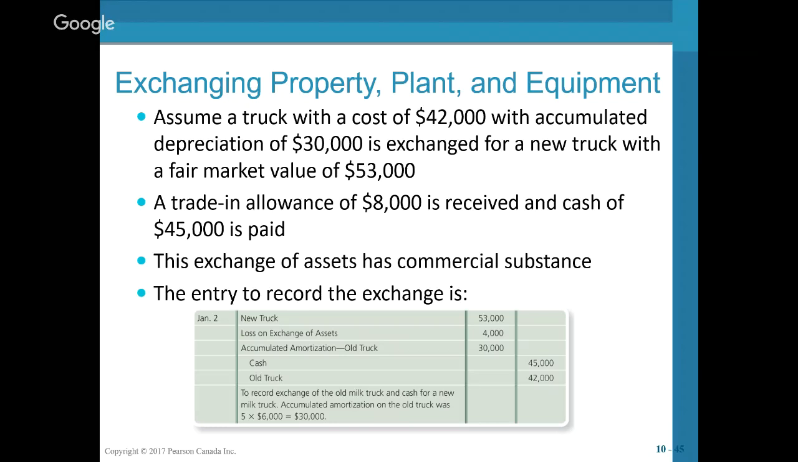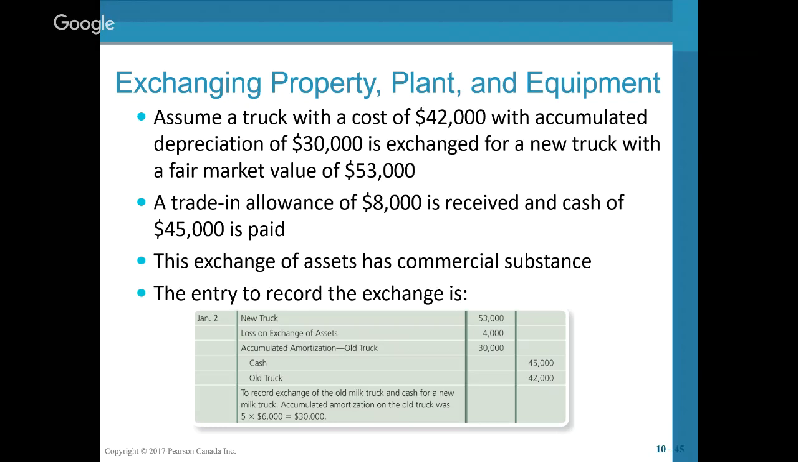Okay, so here we're going to debit the new truck at its fair market value of $53,000. Don't worry about the loss just yet. We'll come back to that. We're going to credit the old truck account for $42,000, right? That was its old cost. It would still remain at its cost. We're going to credit cash for $45,000. That's the amount of cash we paid. We're going to debit the accumulated depreciation on the old truck. That was $30,000. Right, we had owned it for 5 years at $6,000 per year.